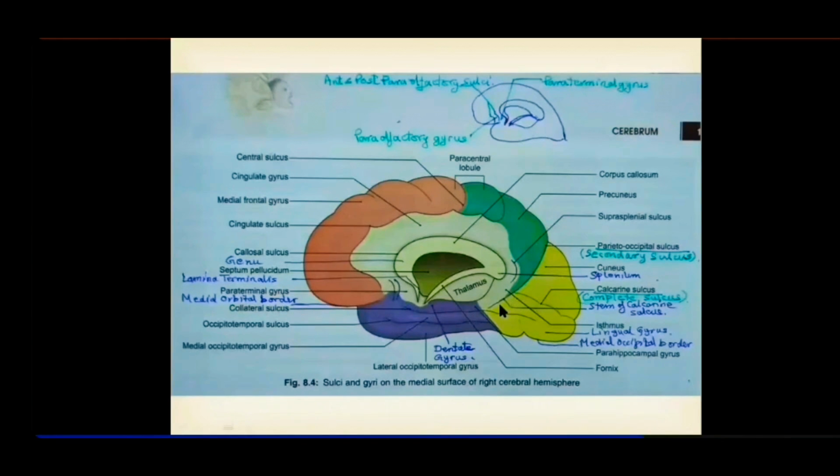So what will be the blood supply of this medial surface? It has been taught, and I also taught it just now: the major blood supply on the medial surface will be by the anterior cerebral artery, and on the lateral surface it will be by the middle cerebral artery.